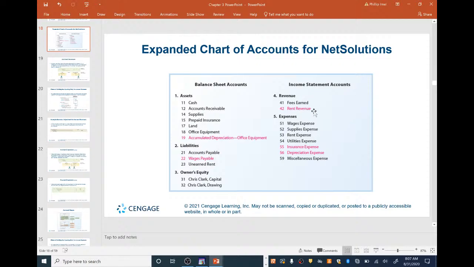Revenues, we know fees earned, okay. Now this is another component of revenue, right? So rent revenue, this is just another way that the business is making revenue. So here are two components of the element of revenue. Notice revenues and expenses are income statement accounts. Once again, your balance sheet accounts are assets, liabilities, equities. Now expenses, once again, these are just two more components of the element of expenses. We've just added insurance expense and depreciation expense.